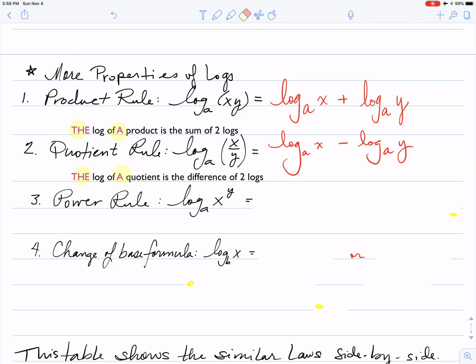Thirdly, we have the power rule, and the power rule is where, notice that I have a log that is raised to a power. This x here is raised to a power. This power is going to go to the front of the log. And when it goes to the front of the log, we'll be using multiplication. And so you can see that my y, my power, is now out front times the log base A of x. That was the only thing that changed. This is probably one of the most important rules that we'll be using throughout the rest of this chapter.